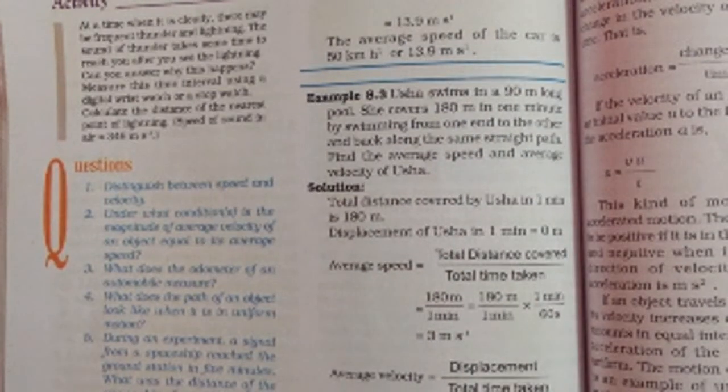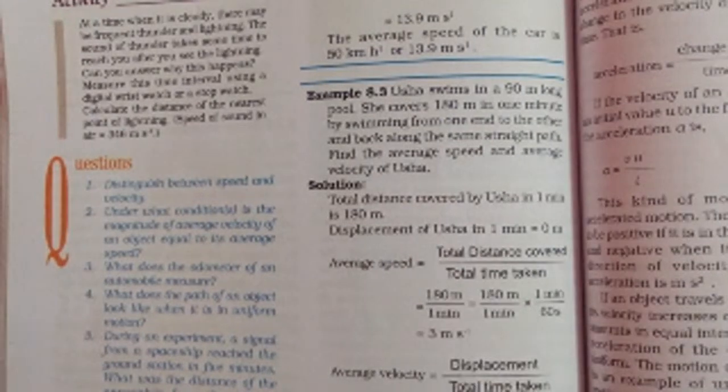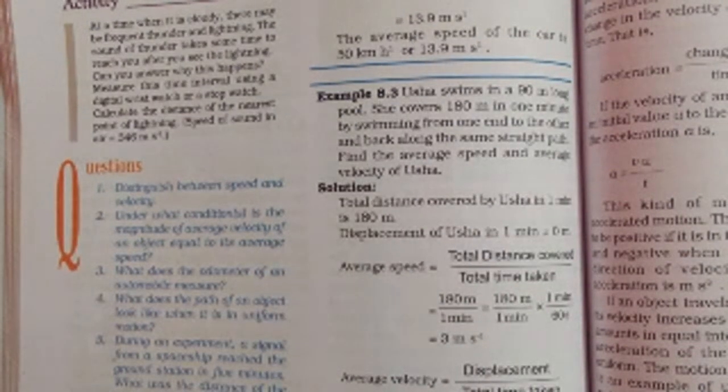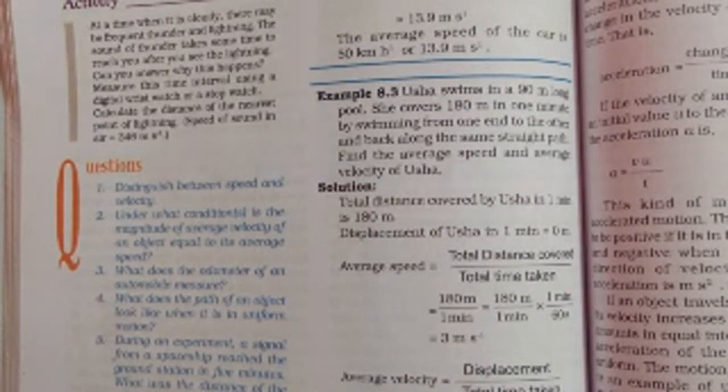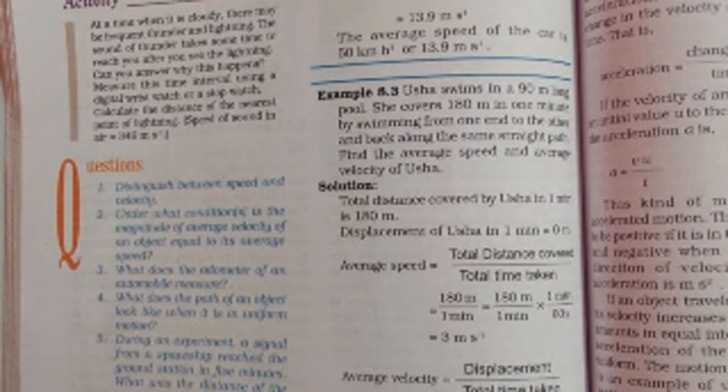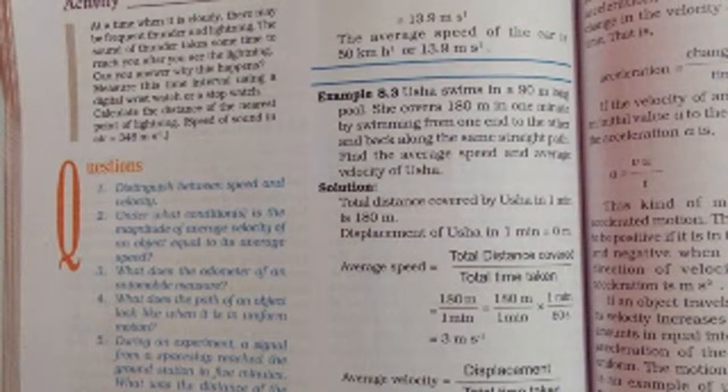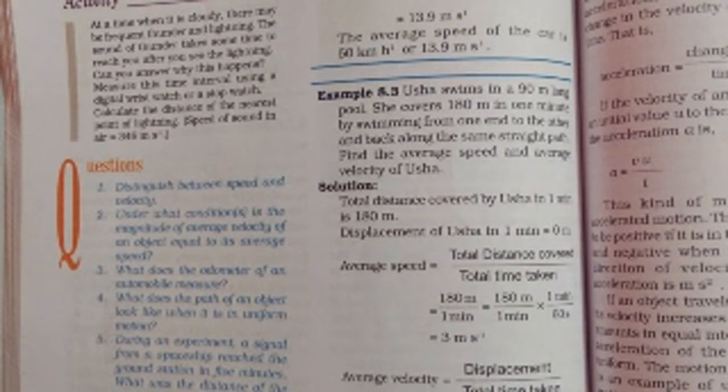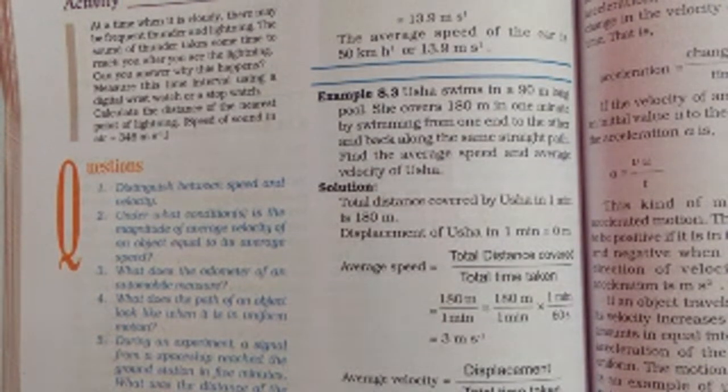Usha swims in a 90-meter long pool. She covers 180 meter in 1 minute by swimming from one end to another and back along the same straight path. Find the average speed and average velocity of Usha.